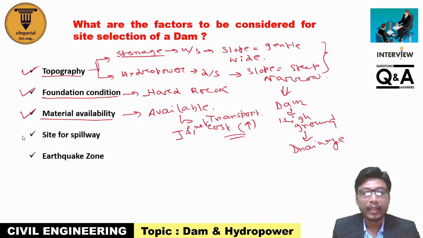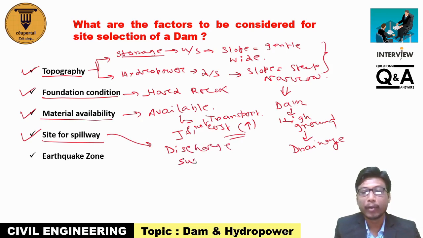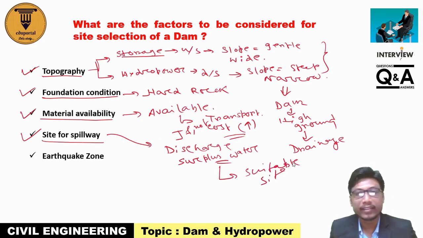Okay, then site for spillway. Now the function of the spillway is to discharge the surplus water. So there should be a suitable site where it can discharge the surplus water.